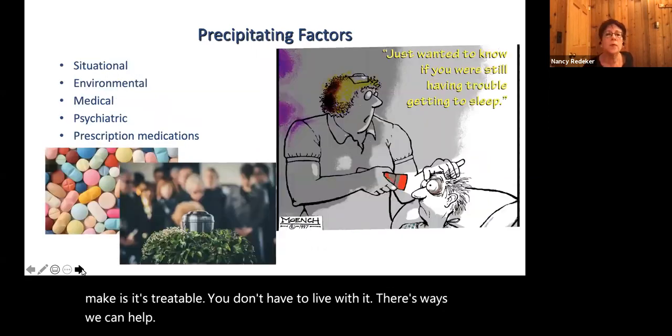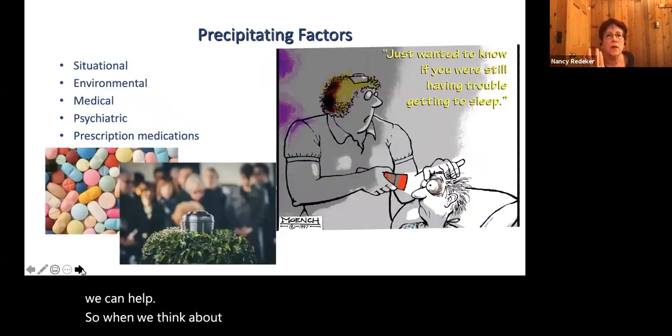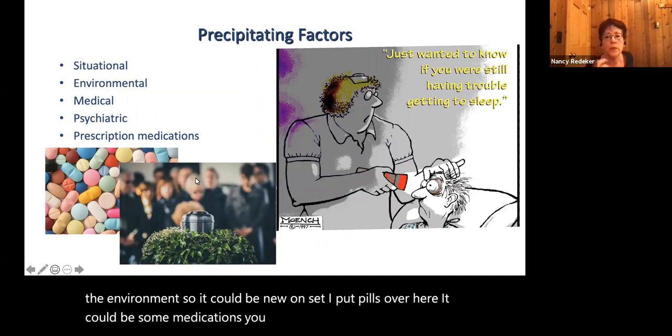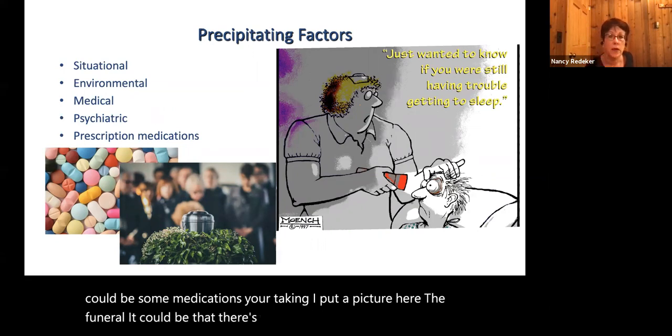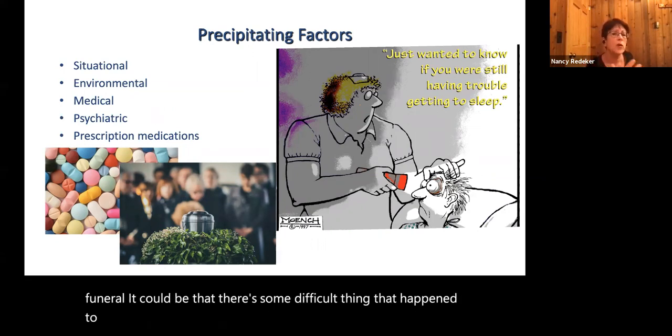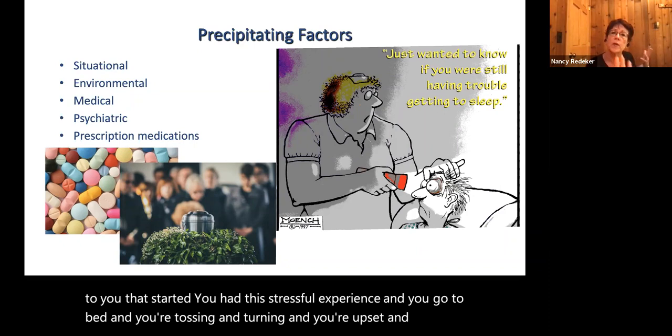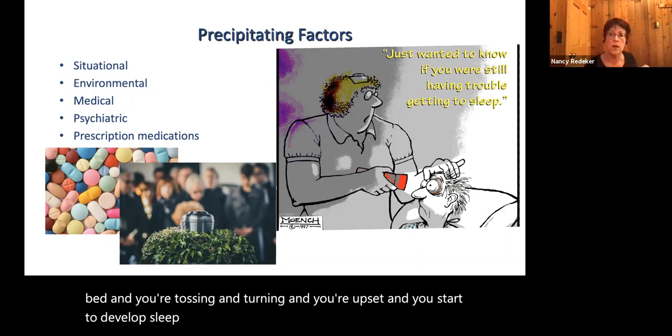So when we think about precipitating factors, those are things in the environment. So it could be new onset. I put pills over here. It could be some medications you're taking. I put a picture here of the funeral. It could be that there's some difficult thing that happened to you, you had this stressful experience, and you go to bed and you're tossing and turning and you're upset, and you start to develop sleep habits that aren't conducive to good sleep. And over time, that becomes insomnia.